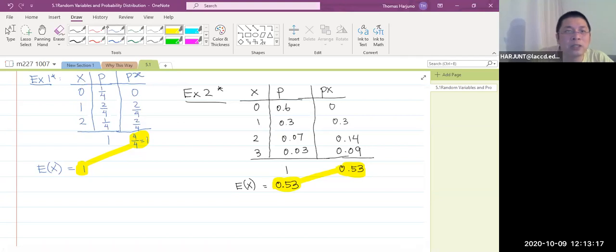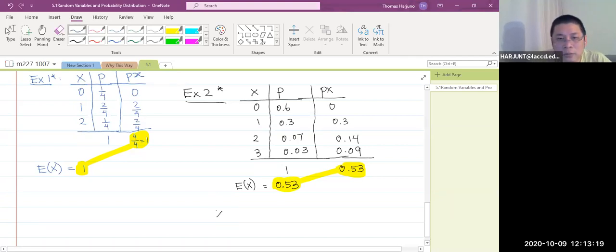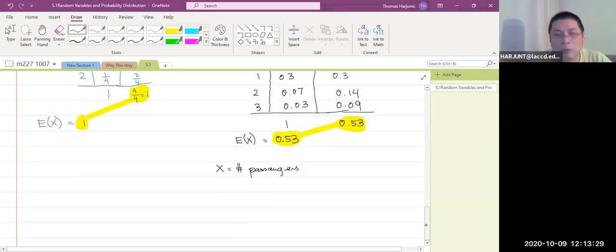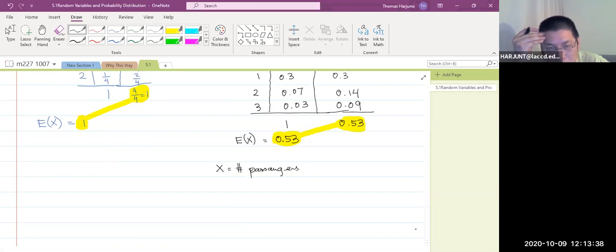Okay, remember what this x is here? Number of passengers. Right? That's the number of passengers. Now, what does it mean when we say the expected value is 0.53? It means on average, each car has 0.53 passengers.